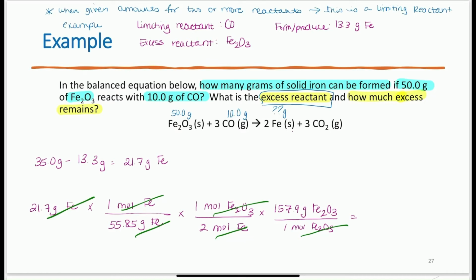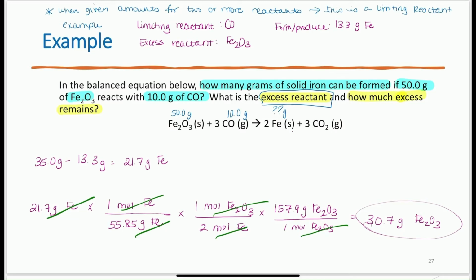So 21.7 divided by 55.85 divided by 2 times 157.9. I get an answer of 30.7 grams of iron 3 oxide. That means I have about 31 grams of iron 3 oxide specifically left over. Again, this is the longer way to do it, and that's totally fine.